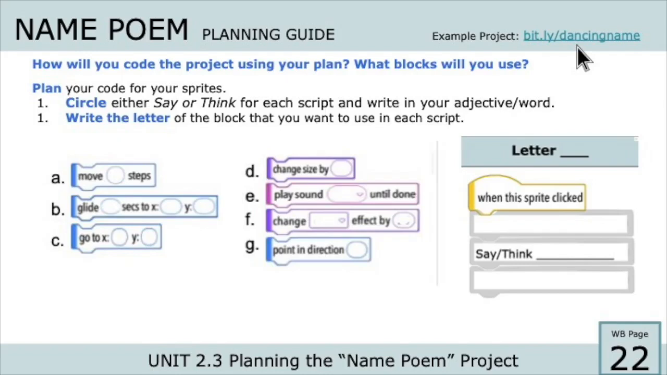Then I would put an arrow to the next block, where the second action happens. This is going to be your assignment: to complete the name poem planning guide in order to prepare to build your project. You just have to complete the name poem planning guide. I would say, if it's someone who is fairly quick with doing things, it would take maybe 10 to 15 minutes to complete.